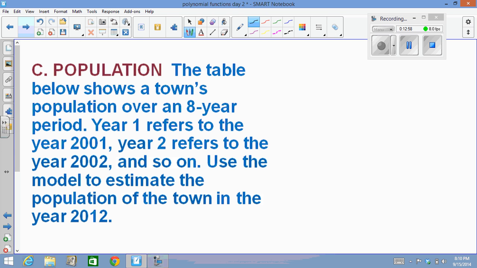And then for the next one, we want to use the equation that we have to model what we would have in 2012. Since 2012 would be the year 12, I'm going to take 12 and substitute that into my equation and find out what I would get.